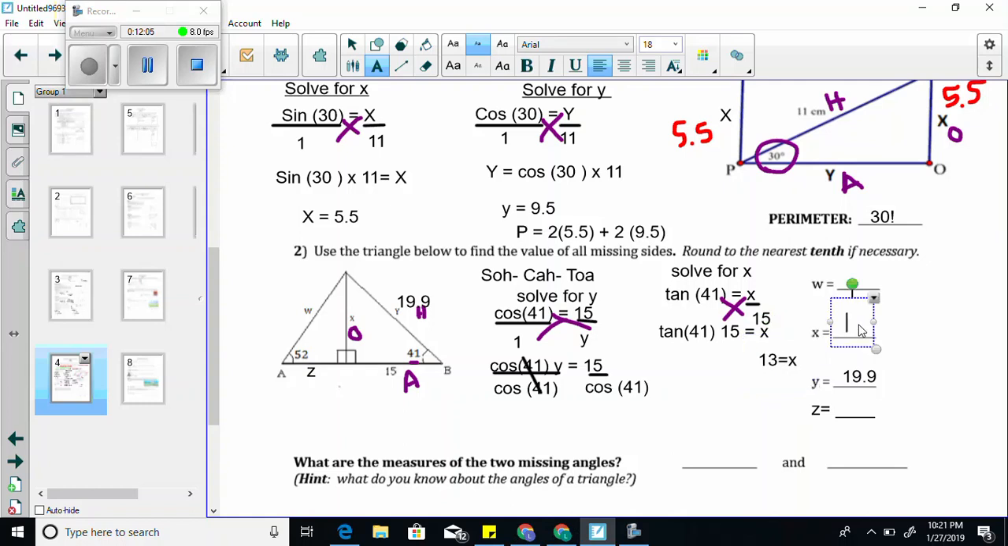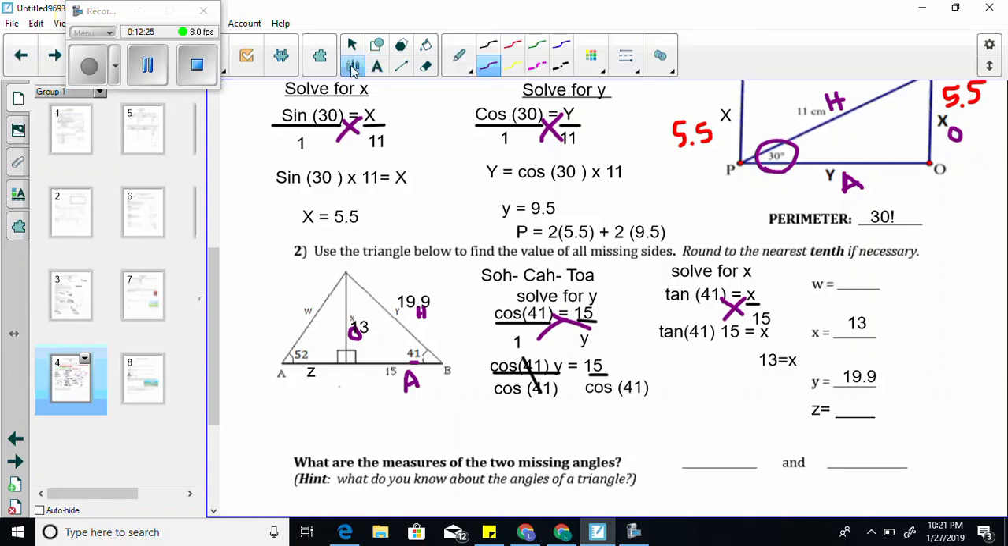Okay, bam. Alright, now I know that this is 13. And this is still my opposite side of 52. I'm going to start working within this triangle now, because now I have this side of the smaller triangle over here. So I have my opposite side. I need to find my hypotenuse and my adjacent side.